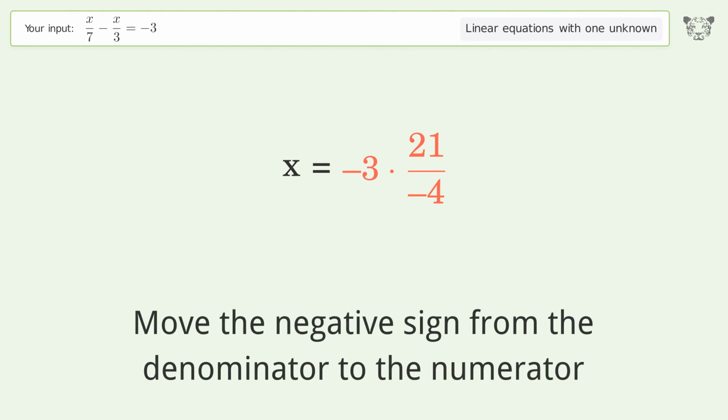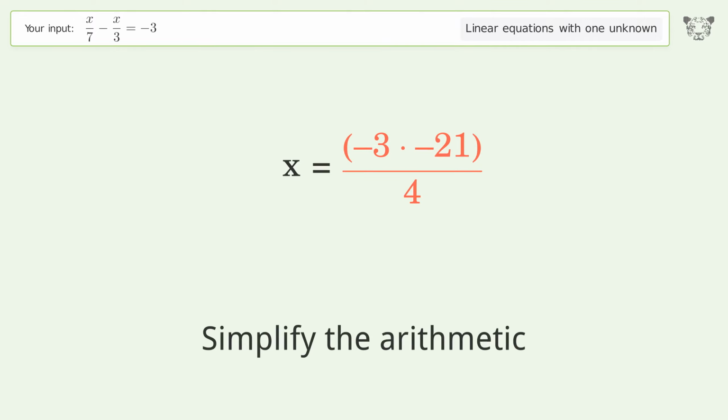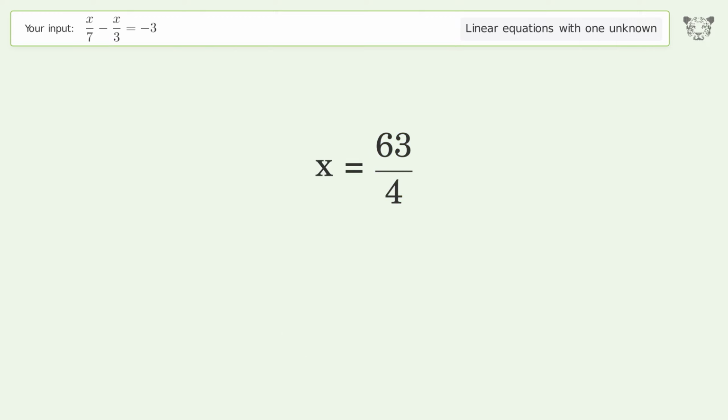Move the negative sign from the denominator to the numerator. Multiply the fractions. Simplify the arithmetic. And so the final result is x equals 63 over 4.